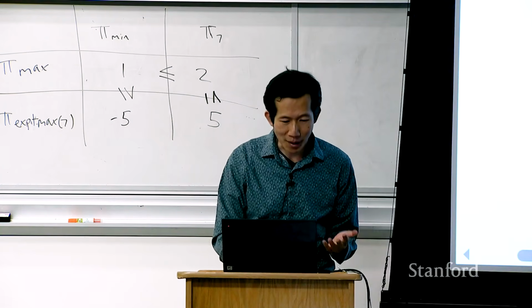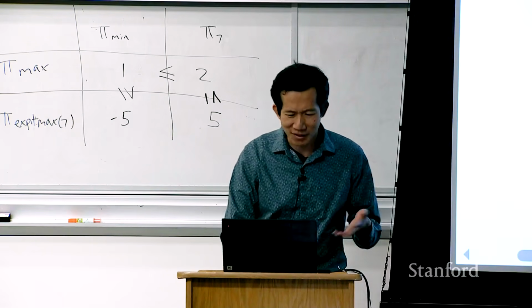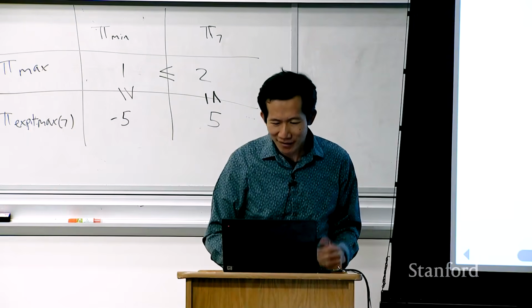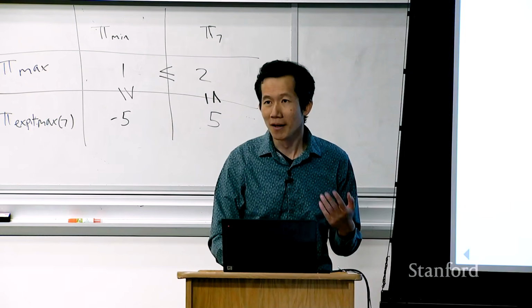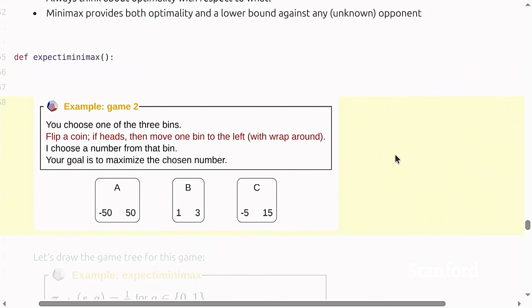Okay, so now I'm going to talk about expected minimax. This is in some sense going to be like a dessert. It's not that deep, but hopefully it'll give you another example of what you can do with recurrences. So suppose you have this game. You have the 3 bins, A, B, C, and now you choose one of them. But now I'm going to flip a coin, and if it's heads, then I'm going to move 1 bin to the left, wrapping around, and choose a number from that bin. If it's tails, then I stick with the same bin. And your goal is still to maximize the chosen number.